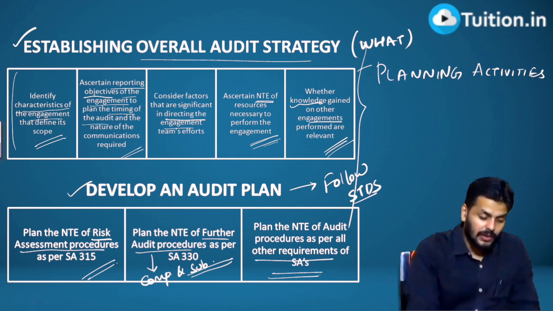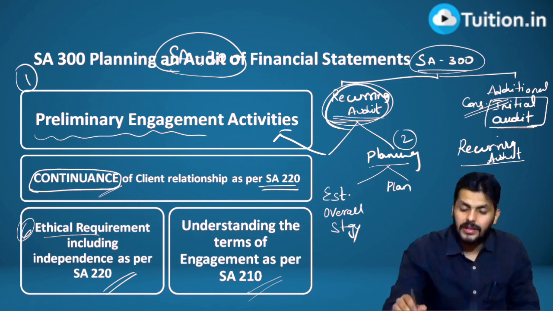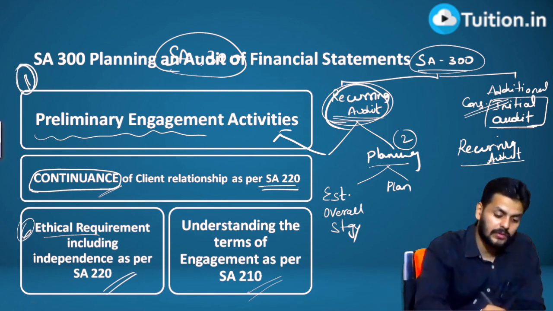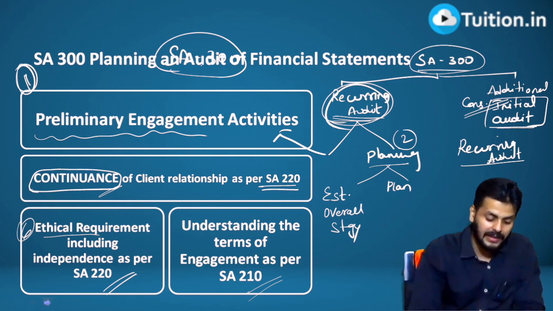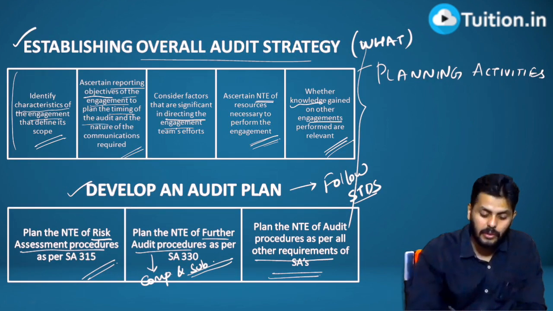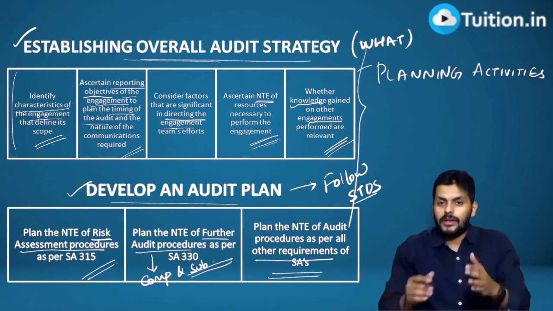So going back here once again, let me try to explain you that quick idea of recurring audit. In recurring audit, we're doing two things. One is preliminary engagement activities, wherein you're doing these three steps. Two is planning activities. Planning activities are further broken down into these two: establishing an overall audit strategy and developing an audit plan. We have done this. Now what is left over is the other piece.